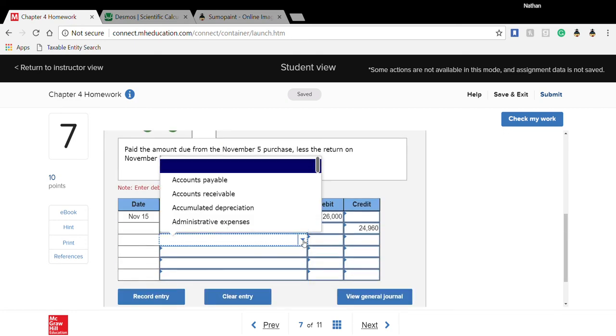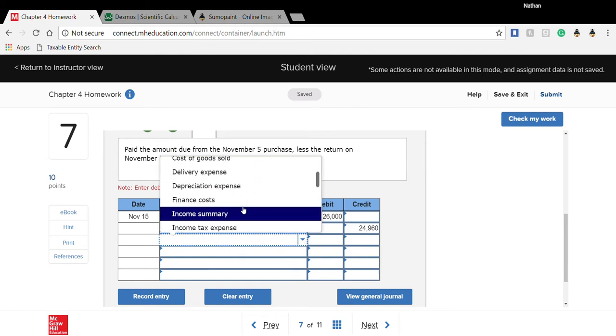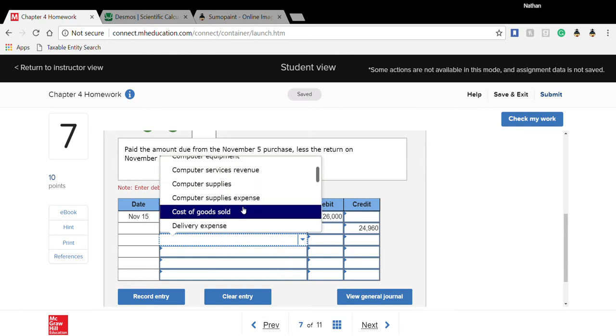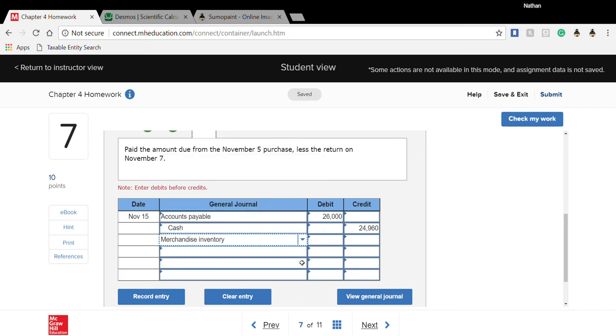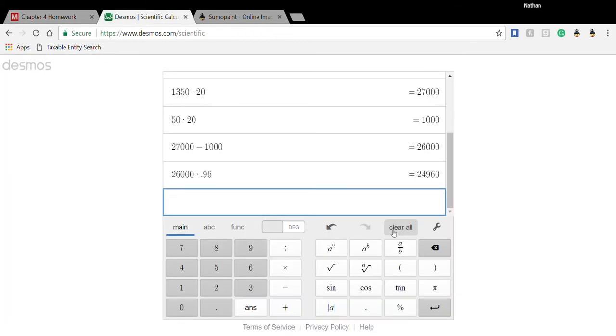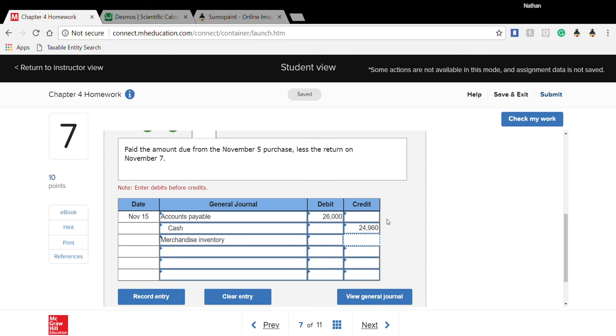So the only account that's going to happen is merchandise inventory. Again, merchandise inventory is the cost of how much that inventory was actually bought. So merchandise inventory is going to be a credit. How much? We just take the difference. If you've got a calculator that easily shows you this, like mine that's online, that's good. If you just need to punch it into the calculator, make sure you always subtract your debits and credits. So subtract the accounts payable amount from the cash amount.